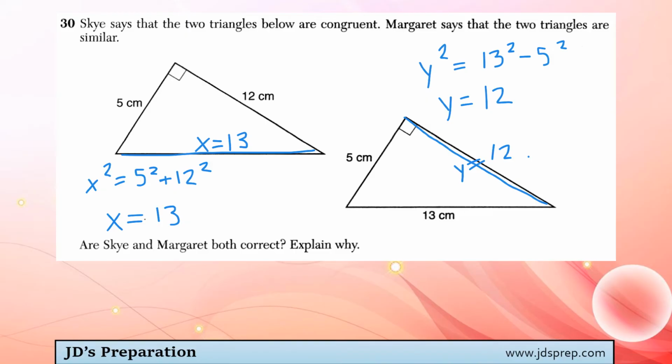Now, because we now know that both triangles are congruent, we can also conclude that they're similar. And that's just because all congruent triangles will always be similar. It's just common sense. If you're dealing with two triangles that are exactly the same size, same measurements of all the sides, then the angles are going to be the same as well.